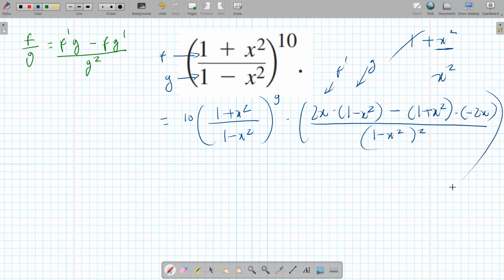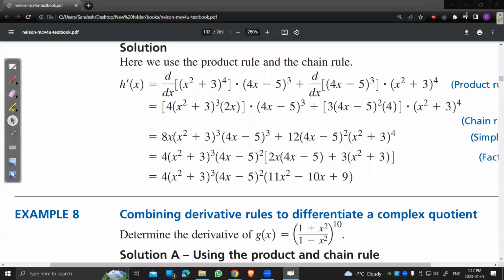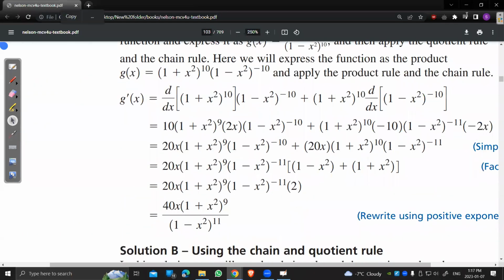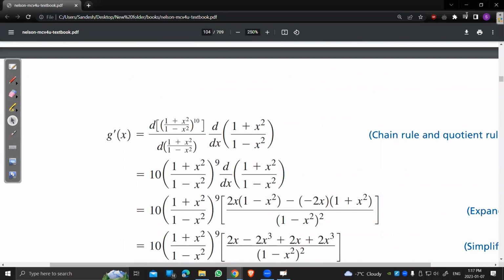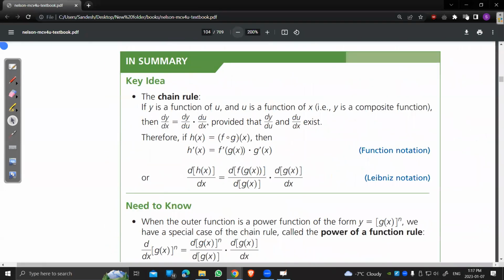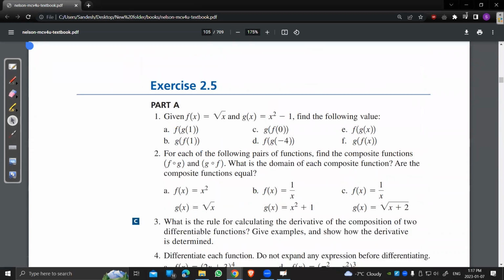Okay, so we used the chain rule as well as the quotient rule. This is how it is going to be, right? We're going to learn one thing at a time, but the goal is eventually to combine them. Do you understand this?